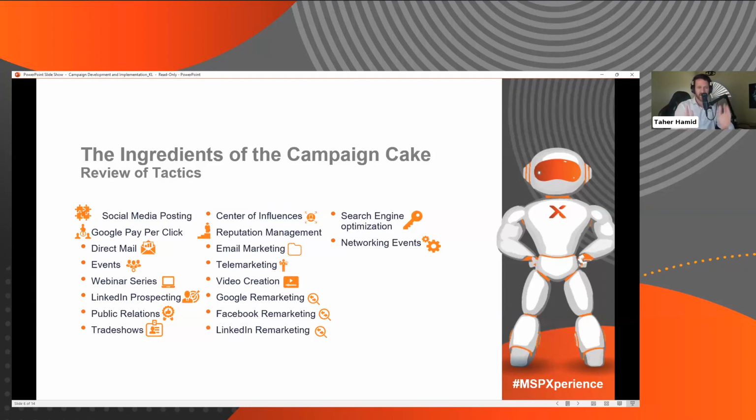So that's it. I just had to lay out the tactics so you understood as we get further into the campaign. It all stems back from these ingredients right here. You're in the kitchen. These are the only ingredients you have access to. All right, moving on.